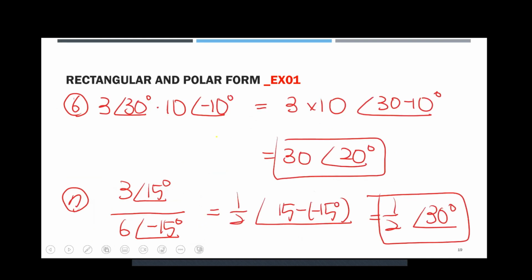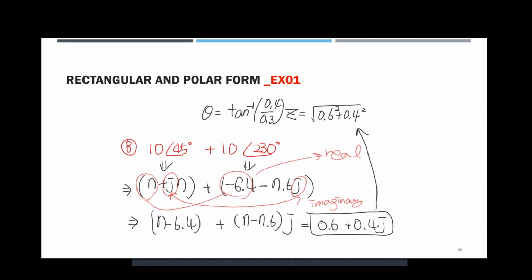Okay. So same thing. But now is the two polar forms multiplied. For this case, you can multiply 3 times 10 for the amplitude, but the angle part is only added. Okay. Very important. And also, finally 30 and 20, but for the numerator and denominator, that is the ratio of the number 3 over 6, 1 over 2, and 15 minus over minus 15, that is the 30 right there. So that is what we wanted to do.